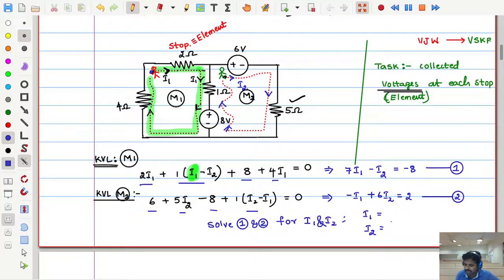This is what mesh analysis is. In mesh analysis, we identify the meshes, assign the currents in clockwise direction, write the KVL for each mesh, simplify a little bit, and solve. That's all, nothing more. So this is mesh analysis.